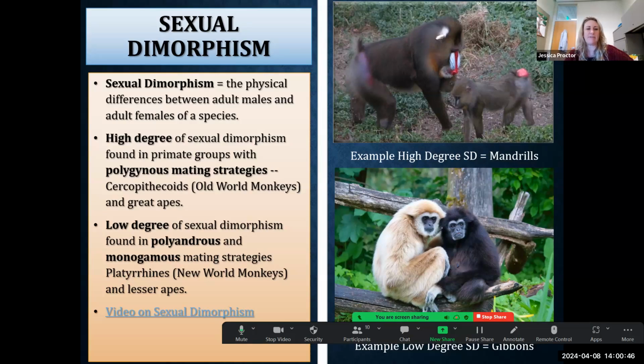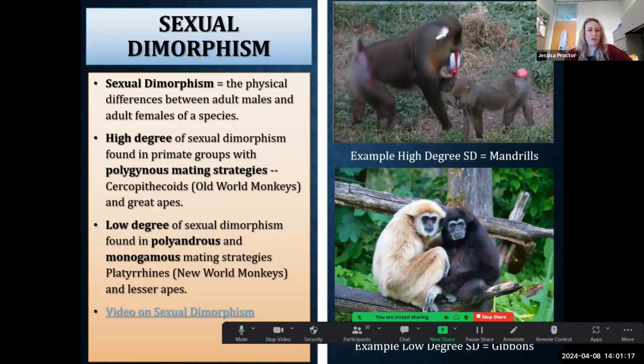Okay, so a high level of SD generally means a high level of competition, whereas a low level of SD is going to mean a lower level of competition. So typically we find a high level of sexual dimorphism in primate species with polygynous mating strategies. So polygynous means one male that mates with all of the reproductively receptive females in the group. Okay, so most cercopithecoids, Old World monkeys, and the great apes practice polygyny.